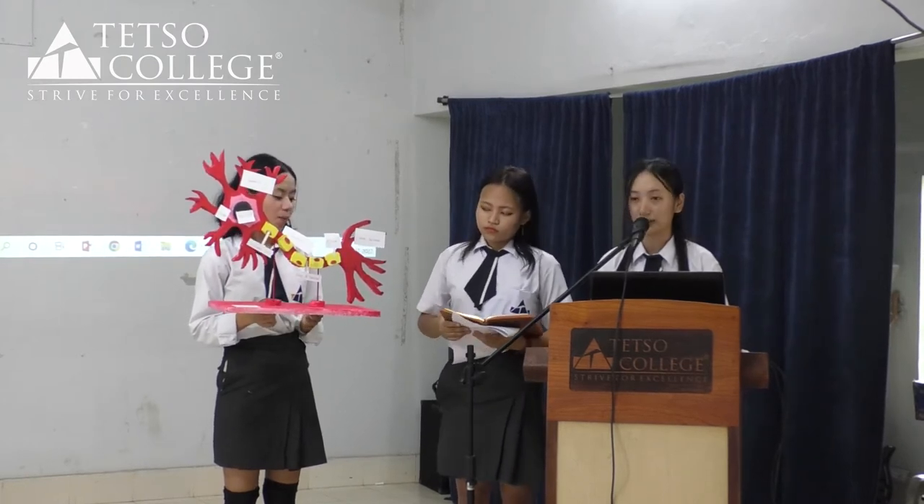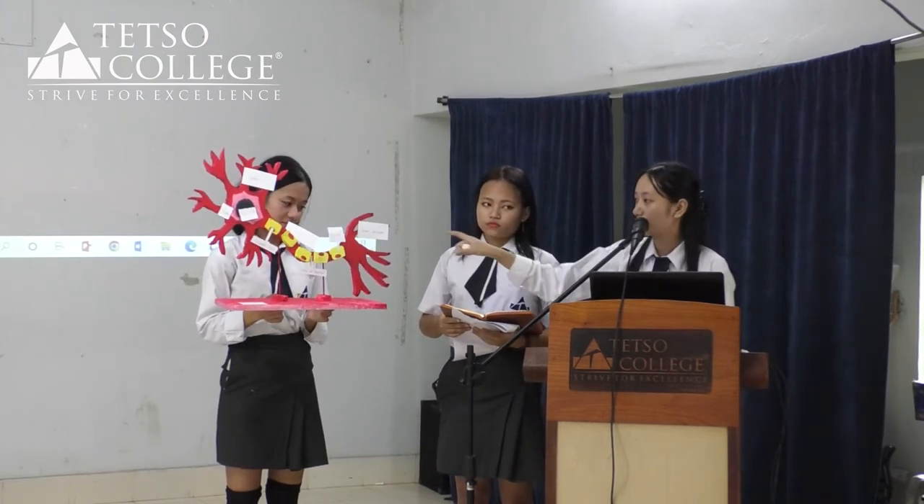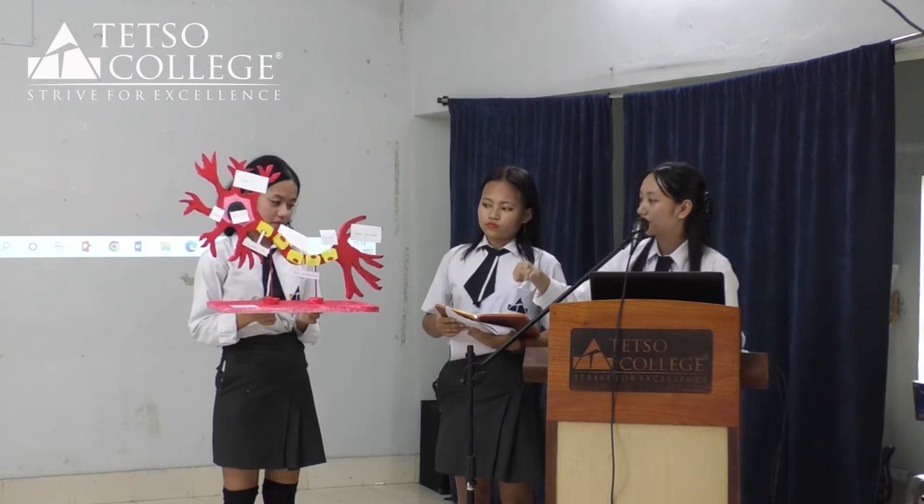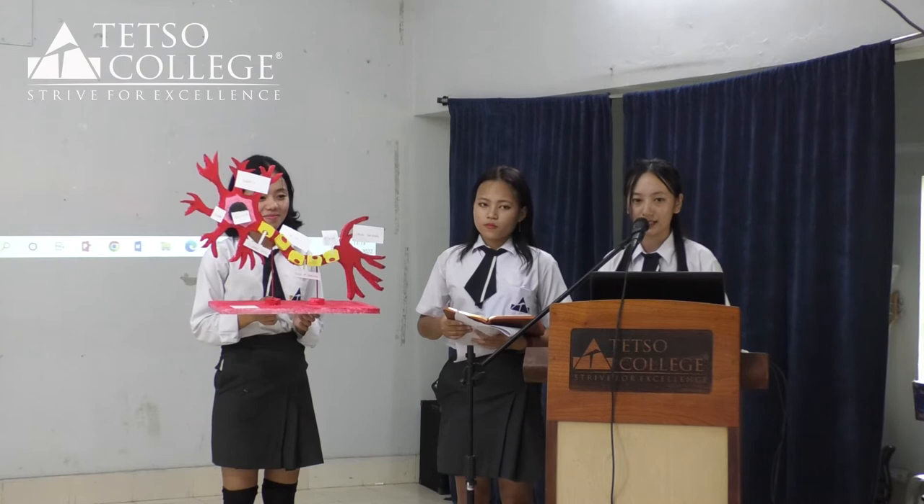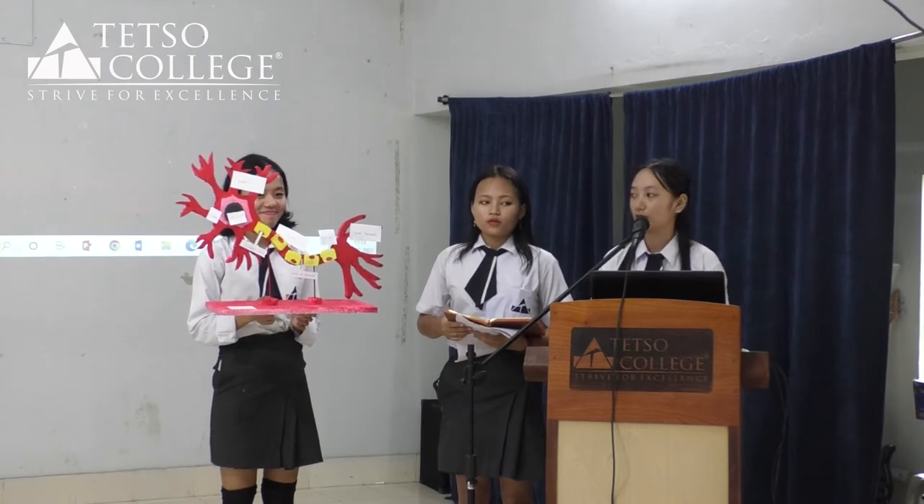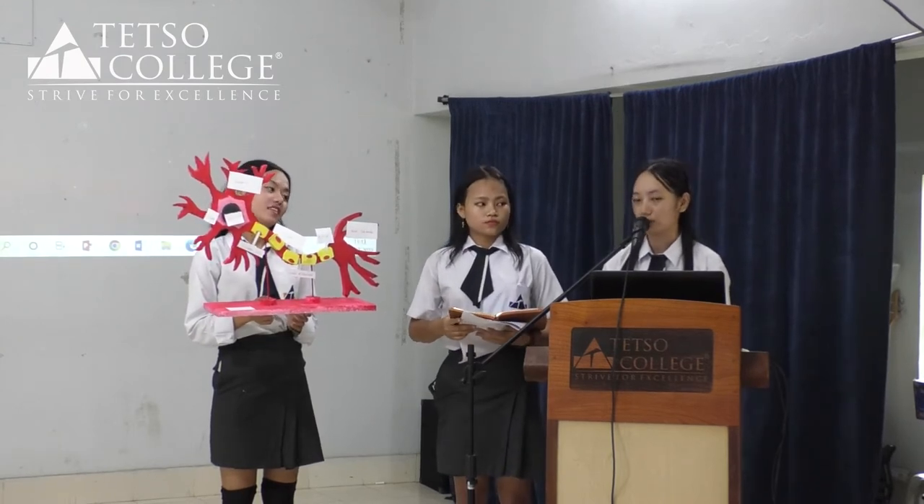And lastly, the axon terminal, located at the end of the neuron, as you can see here. Its purpose is transmitting signals to other neurons. So these are the four basic structures of the neuron.